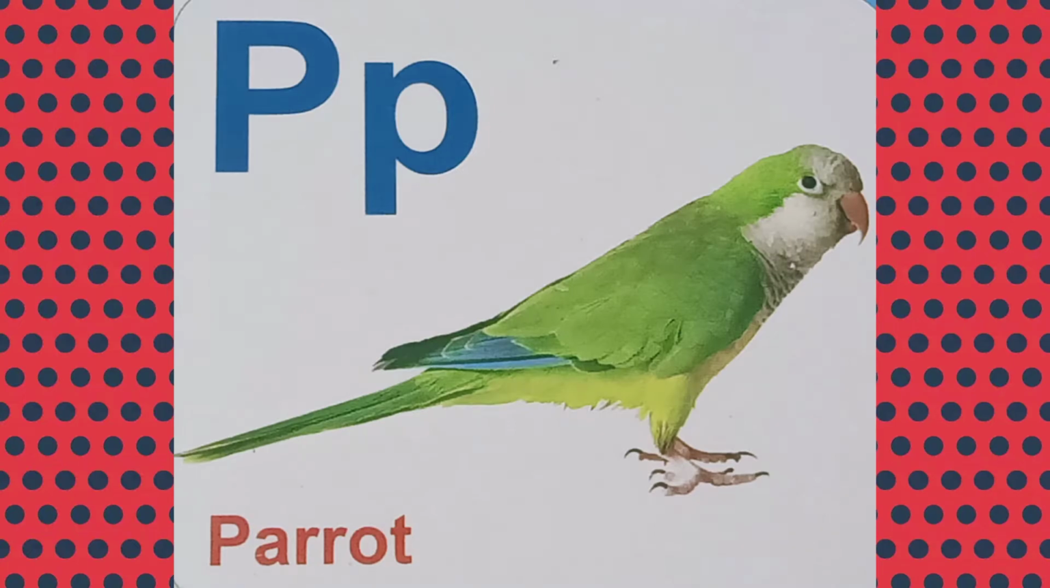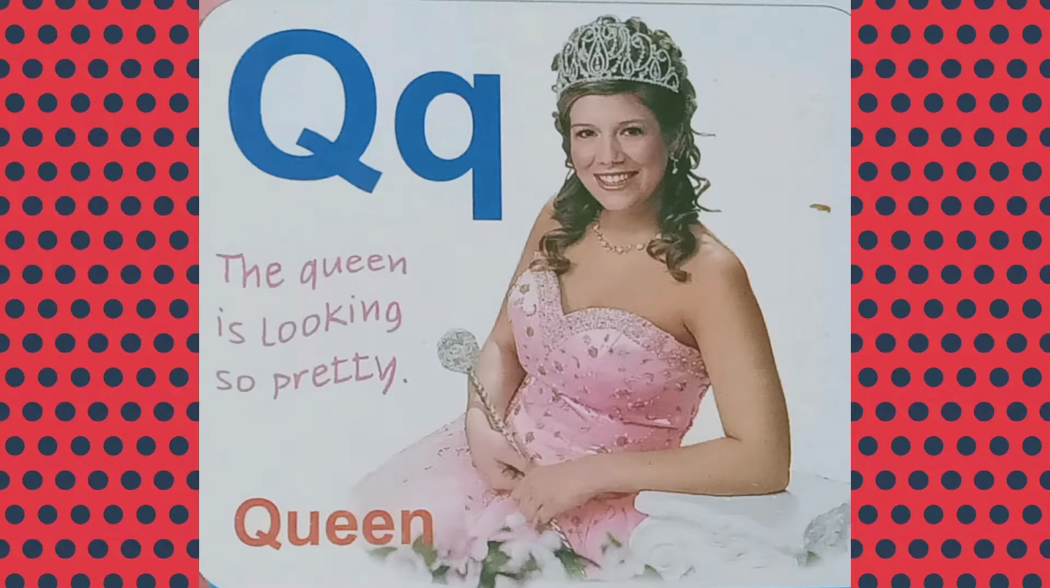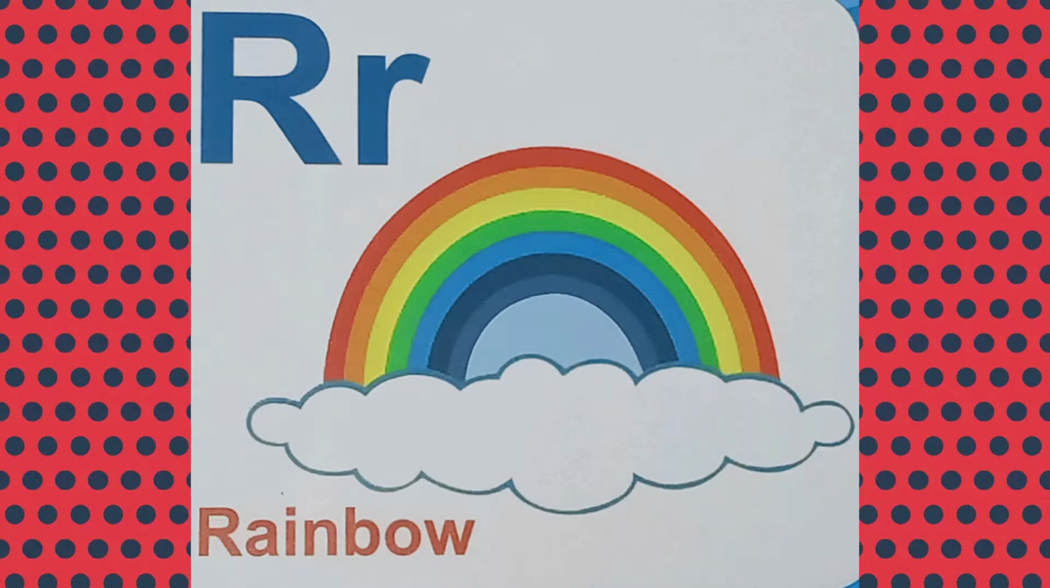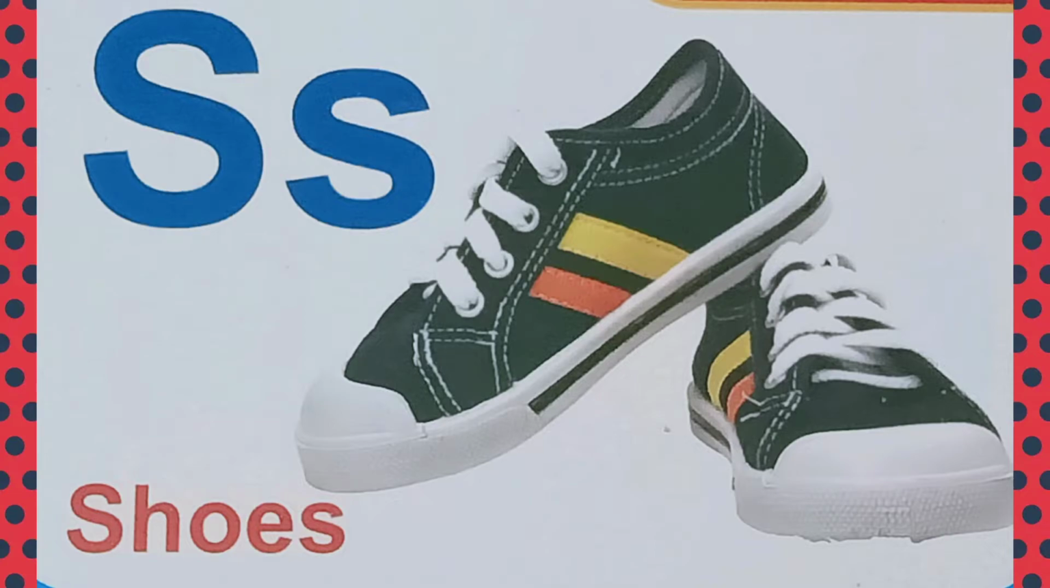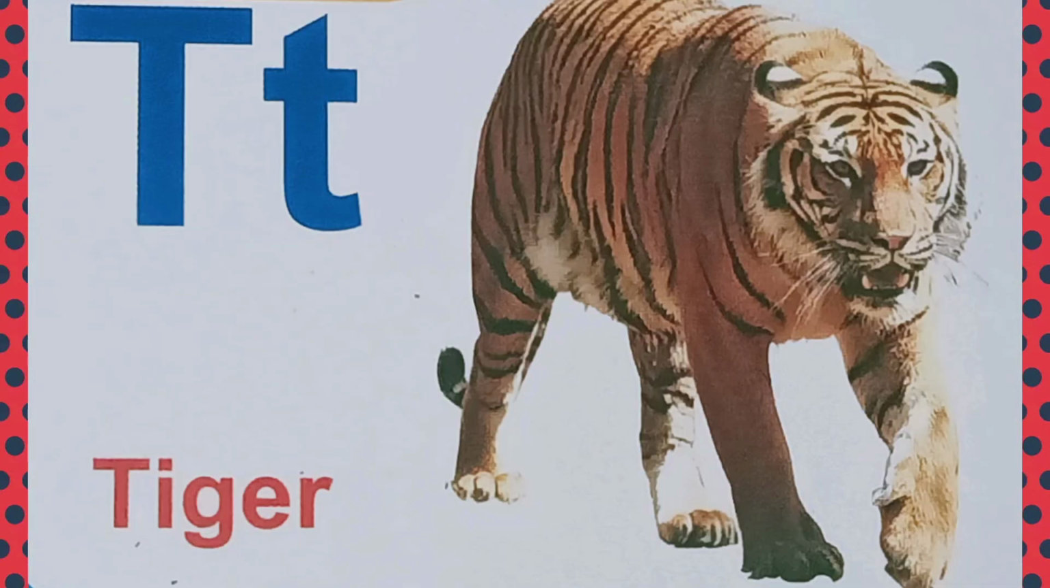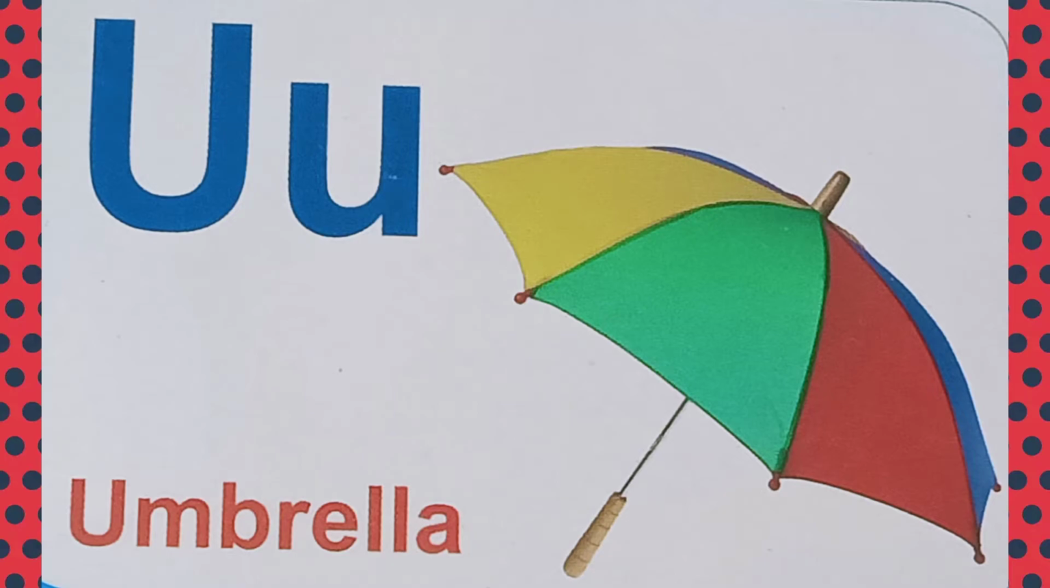Q is for queen. R is for rainbow. S is for shoes. T is for tiger. U is for umbrella.